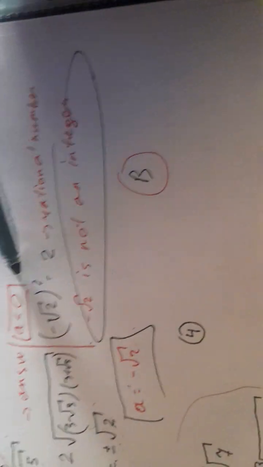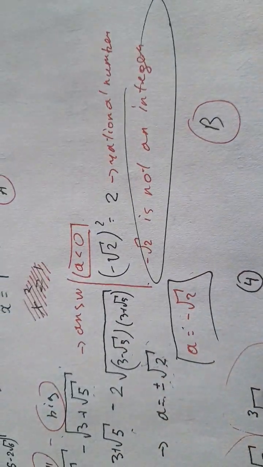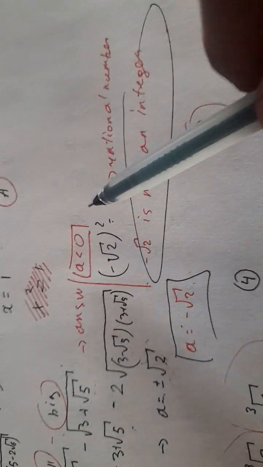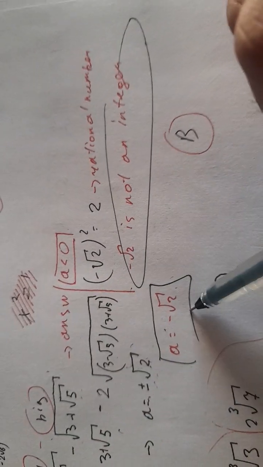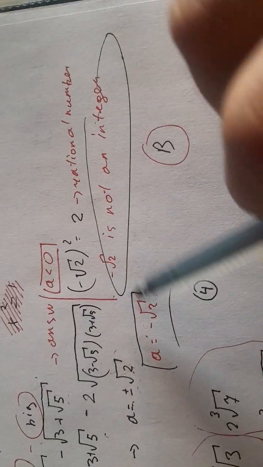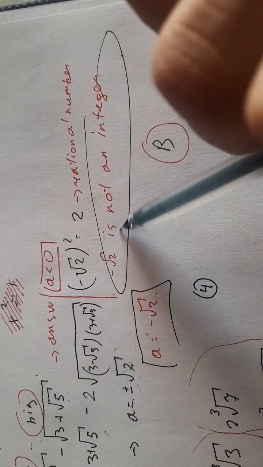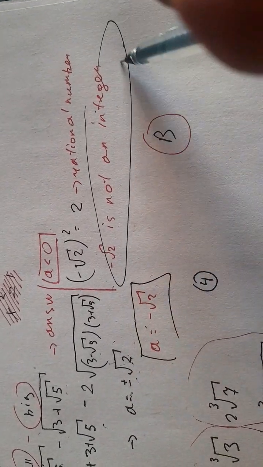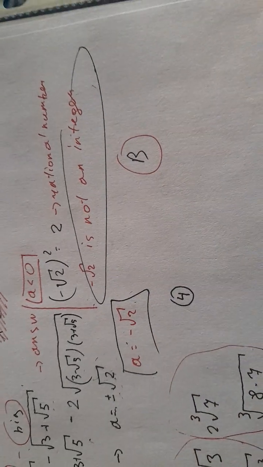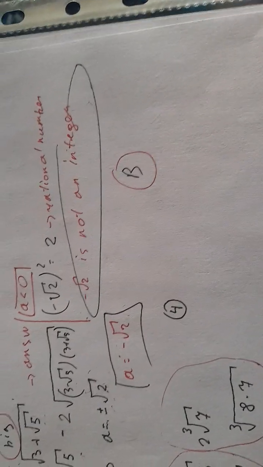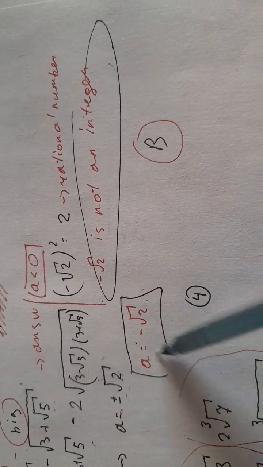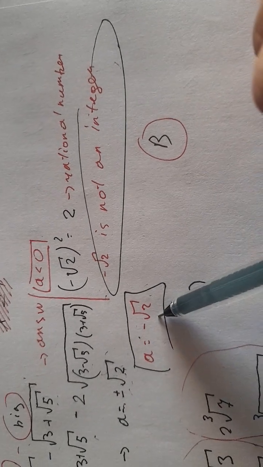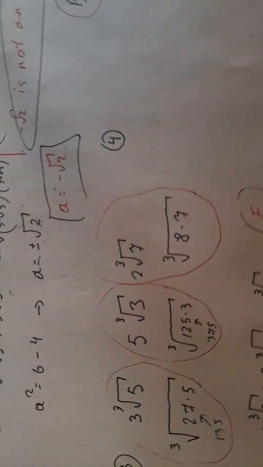So matching these answers to the given statements, you know that this is smaller than 0, so the square of this is a rational number, but a itself is not an integer, so the only incorrect answer is the third statement, because it says this is an integer number, so the answer is B.